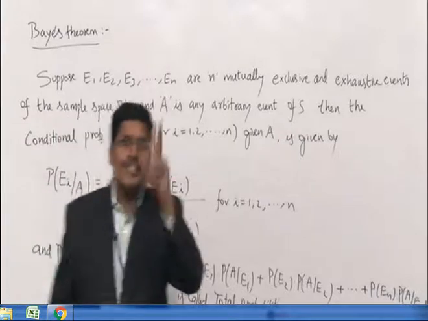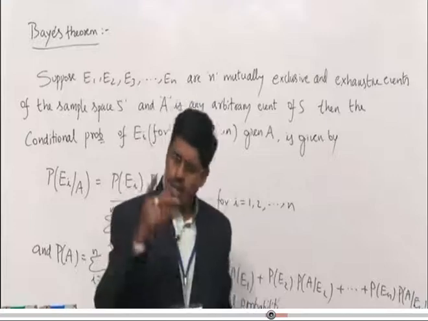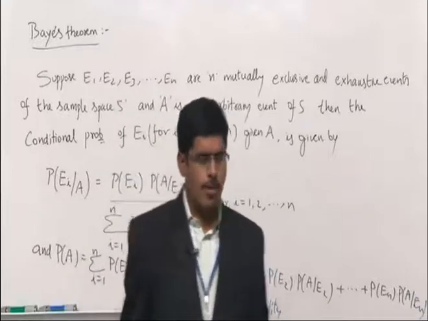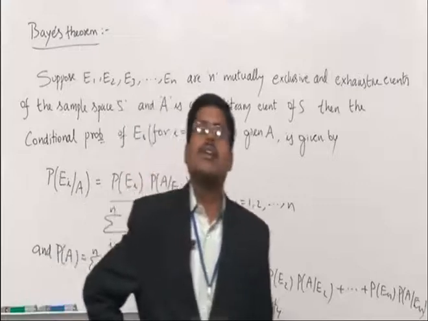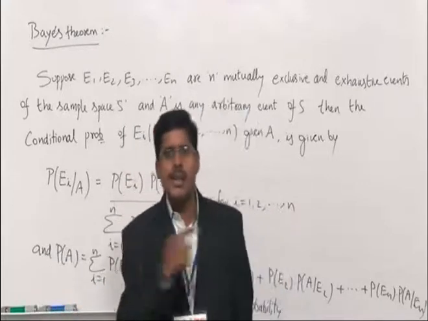Let us take two events only, E1 and E2, that are mutually exclusive and exhaustive. I have given all these things in the first class of probability. Mutually exclusive means no common part, that is, the intersection is equal to the empty set. Exhaustive means the union becomes the sample space.